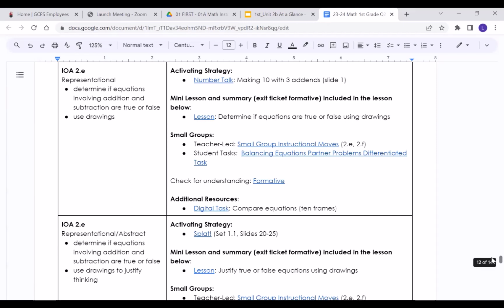At the representational level, students may use drawings when solving equations to determine if they are true or false. Abstract thinking would be applying any of the addition or subtraction strategies they have learned to solve for the quantities on each side of the equation.